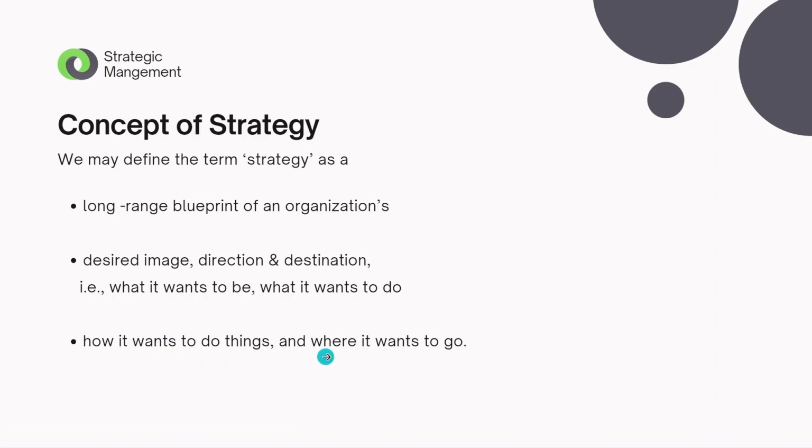And where I want to go: I'm going to reach one subject completion per month, and by completing all the subjects by the end of the fifth or sixth month, I'm getting ready for the examination. Okay, now you understand the concept of strategy. So strategy is nothing but a long-range blueprint of an organization's desired image, direction and destination, how it wants to do things and where it wants to go.